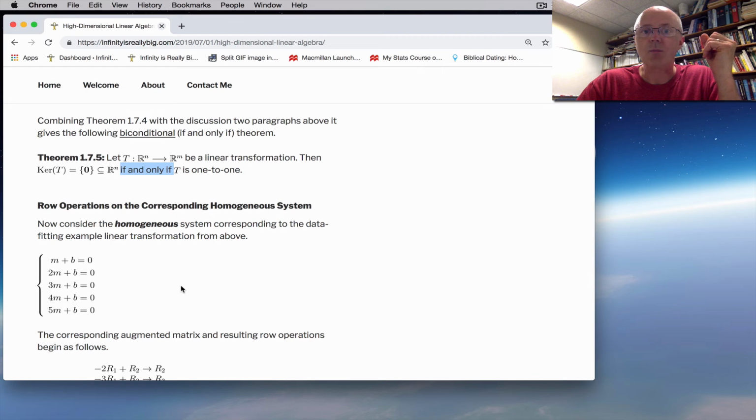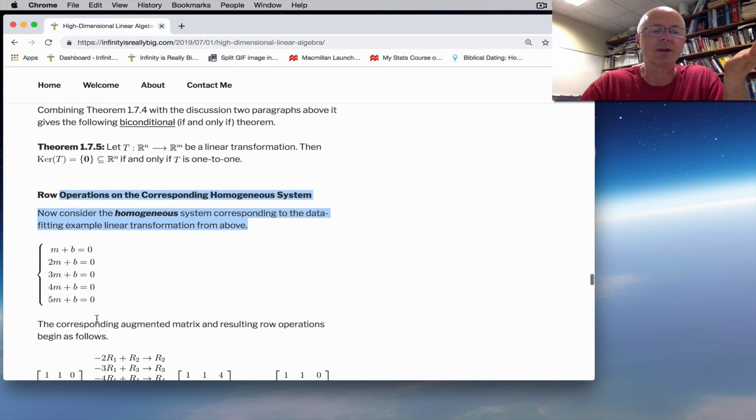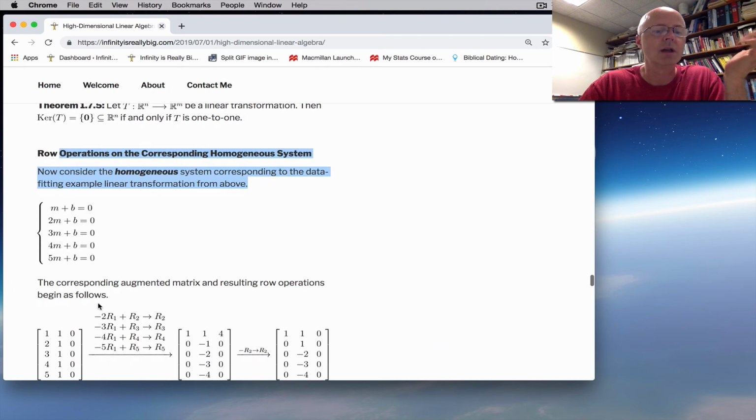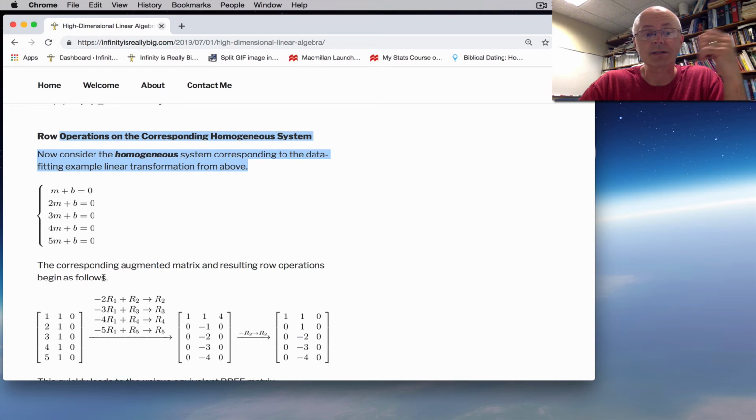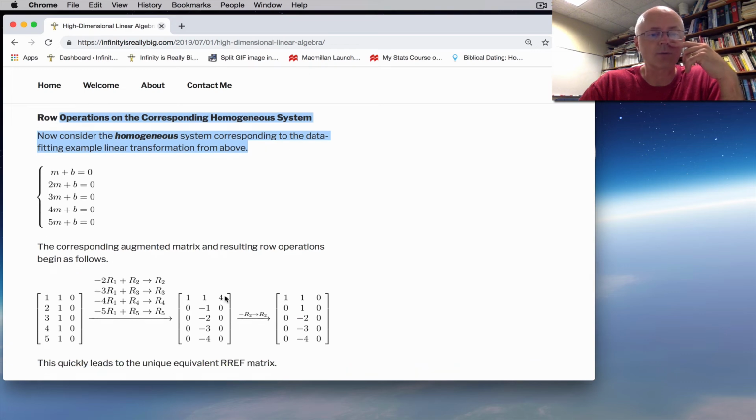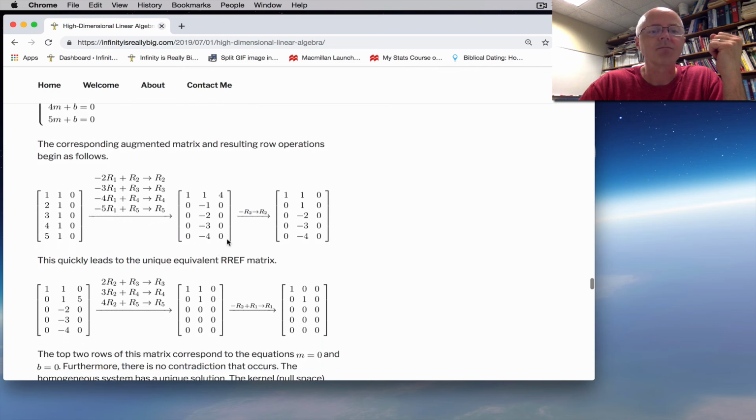To decide then what the kernel is, do row operations, again to reduced row echelon form. But now we need to do it in the corresponding homogeneous system, where the right-hand side numbers are all zeros now. This is not the original problem. It's a new problem. We're trying to figure out the kernel of the linear transformation. The row operations, however, are essentially the same. Oh, and there's a typo here. This 4 should be a 0. I will try to remember to change that right after the video.